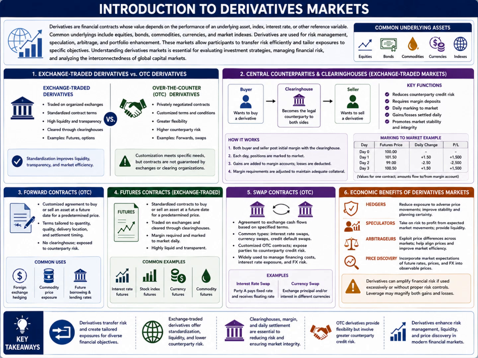Topic ultimately demonstrates that derivatives markets are integral components of modern financial systems and investment management. Exchange-traded and OTC derivatives provide flexible mechanisms for transferring and managing financial risk across global markets. Instruments such as forwards, futures, and swaps enable participants to hedge exposures, speculate on price movements, and improve portfolio efficiency. Clearinghouses, margin systems, and standardized trading structures enhance market stability and reduce counterparty risk in organized markets.